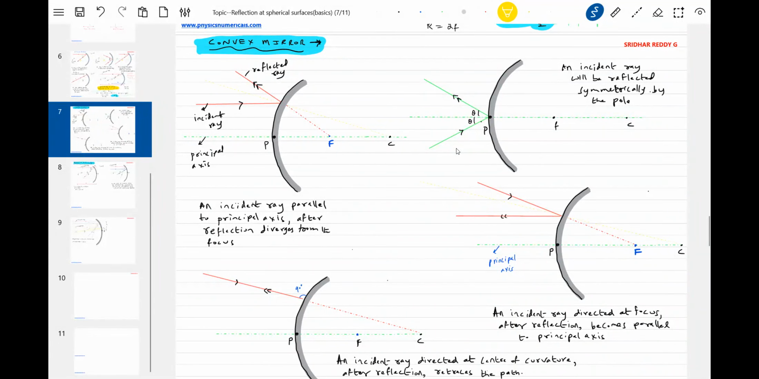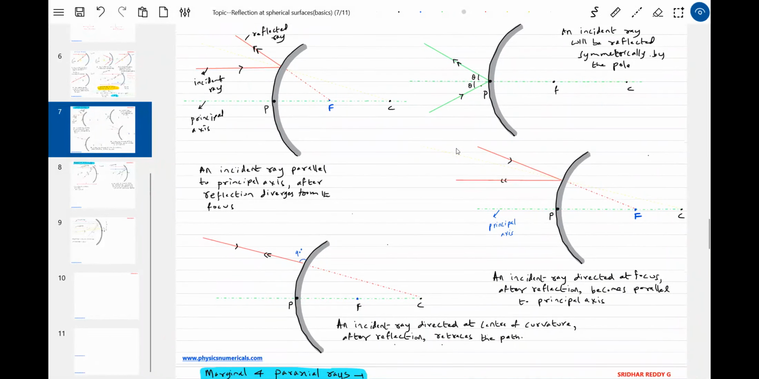Okay, for a convex mirror, these are the set of rays which we'll be using to trace out an image. Here, a ray parallel to the principal axis, after reflection, will diverge from the focus. A ray incident at the pole will be reflected symmetrically. A ray directed at the focus, after reflection, will become parallel to the principal axis. Then a ray directed at the center of curvature will retrace its path.